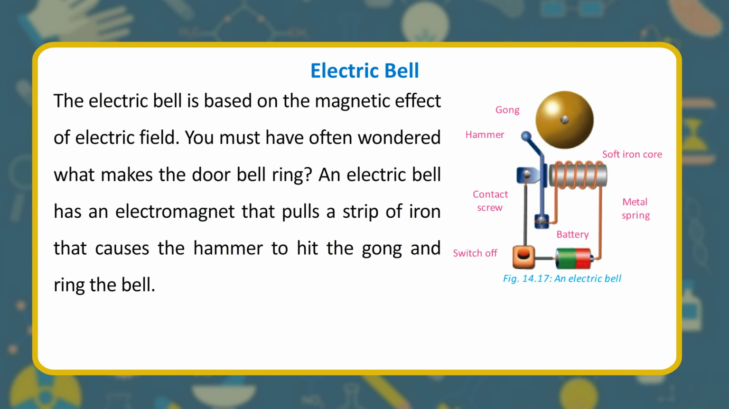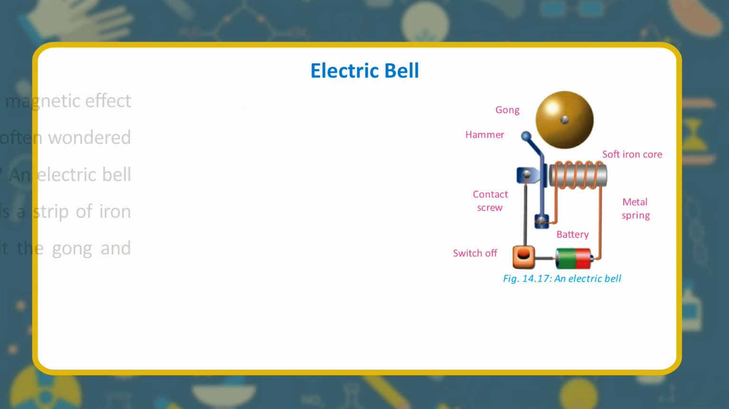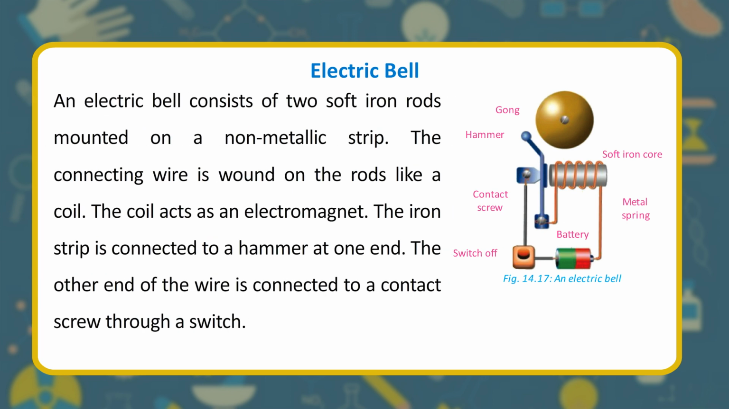Electric bell. The electric bell is based on the magnetic effect of electric current. You must have often wondered what makes the doorbell ring. An electric bell has an electromagnet that pulls a strip of iron that causes the hammer to hit the gong and ring the bell. An electric bell consists of two soft iron rods mounted on a non-metallic strip. The connecting wire is wound on the rods like a coil. The coil acts as an electromagnet.